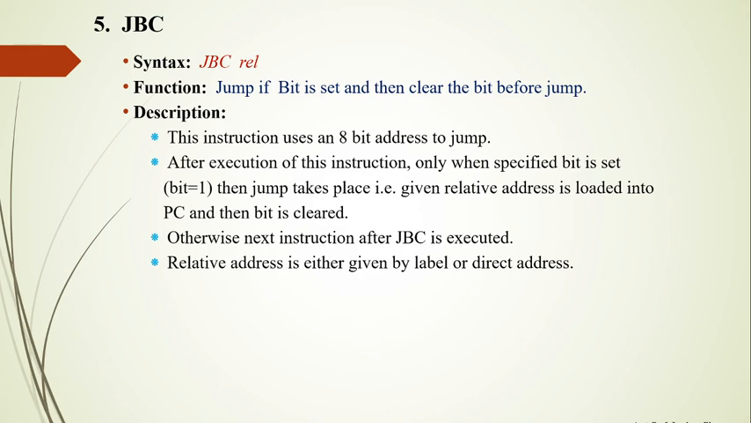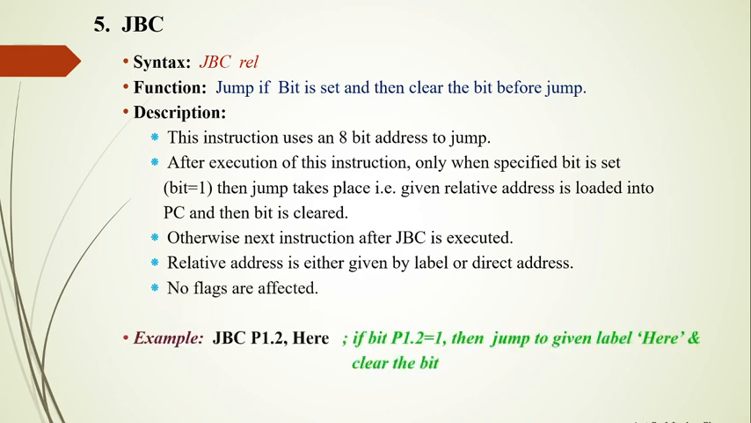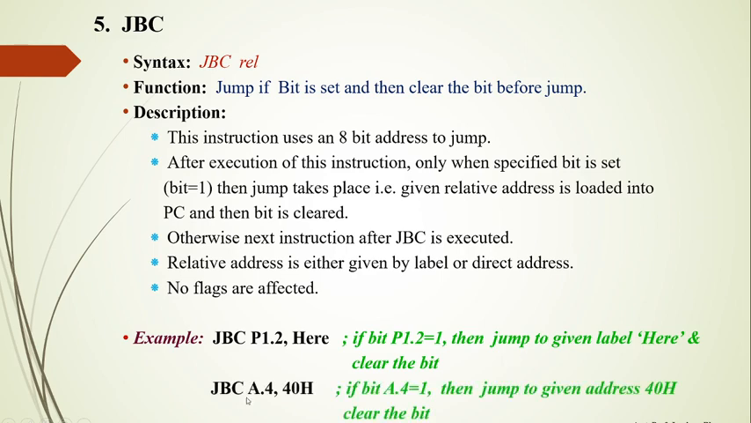Relative address is either given by label or a direct address, and no flags are affected. So here, JBC P1.2, here. So if this P1.2 is equal to 1, then jump to label here and clear the bit P1.2. Again here, JBC A.4, 40H. If this bit A.4 is 1, then jump to label or a direct address 40H and clear the bit A.4.